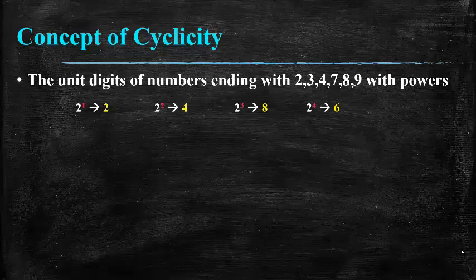2 power 6 is 64, so again the unit digit is 4. 2 power 7 is 128, so again the unit digit is going to be 8. So the cycle gets repeated. That is the concept of power cyclicity.